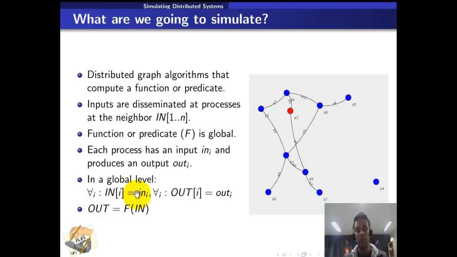is equal to the input of the process i, and the output in position i is the output of the process i. The global output is equal to the computation of the function f given this input.